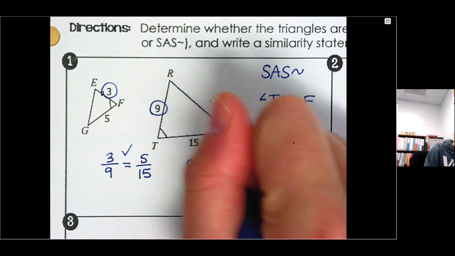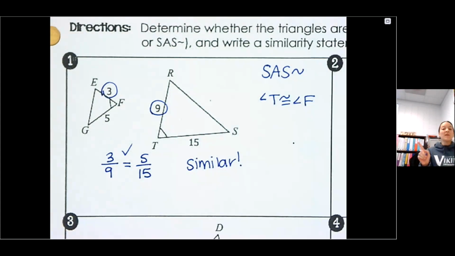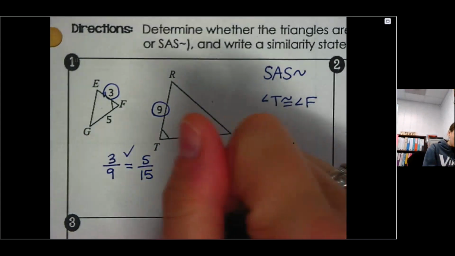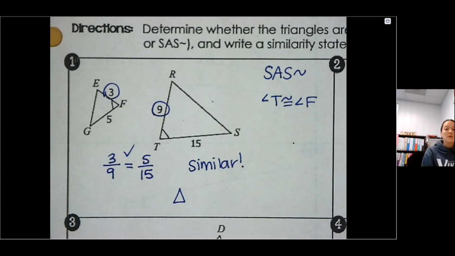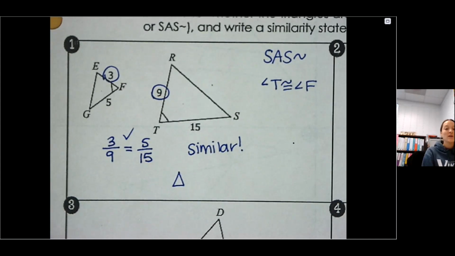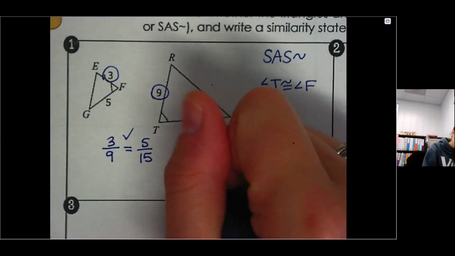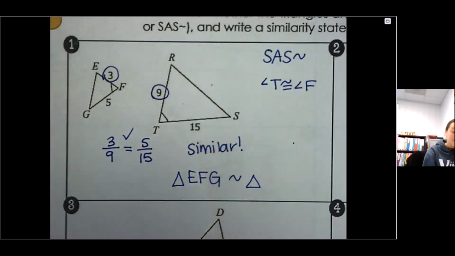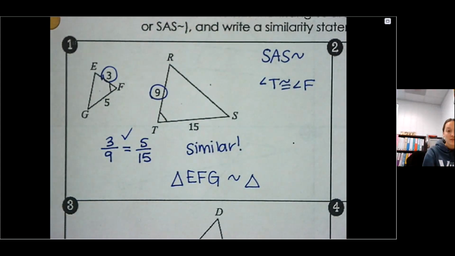It is easy, right? Now, the only thing though is if it is similar, you do have to write a sentence. If it's not similar, you just write not similar. But if it's similar, you got to write a sentence. So, welcome to math/English. Triangle, what? EFG is similar to what?